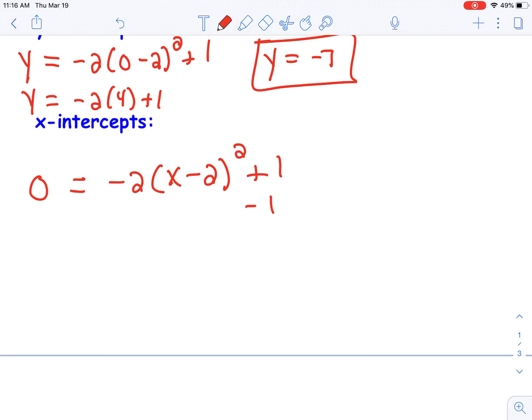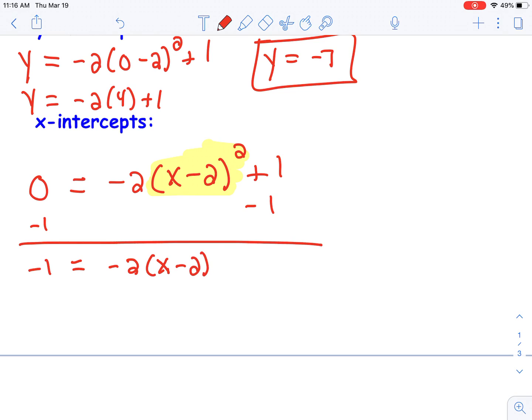So I need to get the squared piece of my equation by itself. I'm trying to isolate x minus 2 squared here. So I move the 1 over. I'm going to divide by negative 2 because I'm still trying to get this alone. Cancel. Now I'm left with 1/2 equals x minus 2 squared.